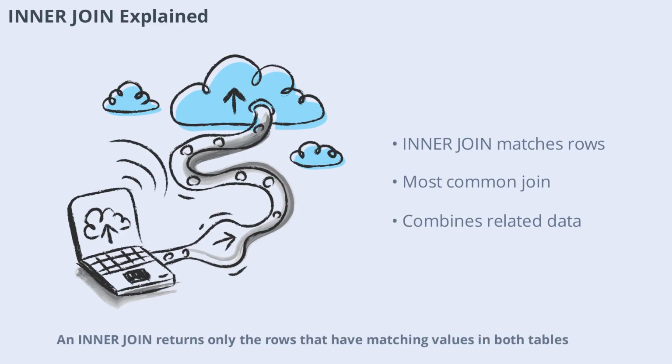An inner join returns only the rows that have matching values in both tables. For example, SELECT * FROM customers INNER JOIN orders ON customers.id = orders.customer_id gives you all customers who have placed orders. Inner join is the most common type of join and is essential for combining related data efficiently.